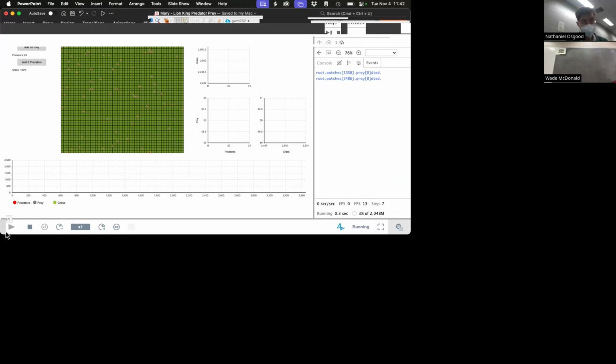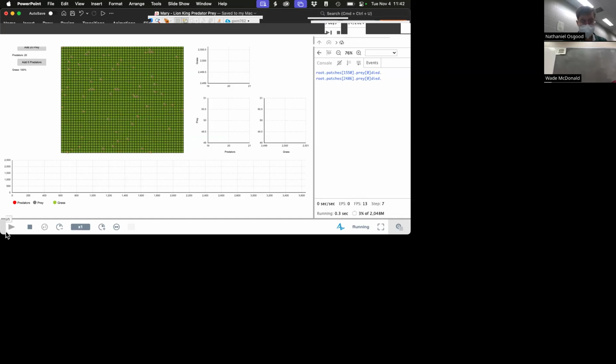Maybe the different cycles that we have with no grass, but then there'll be a limit to how much prey there can be, like before, if we added more prey or added more predators. Okay, that's a good idea. Anyone else have any suggestions?